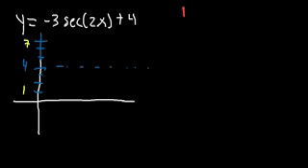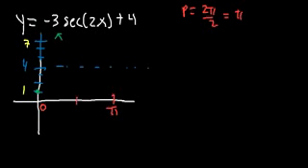And the period is 2 pi over b, which is 2 pi over 2, which is pi. So let's say pi is over here, and this is 0. Now, there's no phase shift, so it starts at 0. And since secant is 1 over cosine, we have a negative in front. Cosine starts at the bottom. Positive cosine starts at the top, and negative cosine starts at the bottom. But we need to break into 4 intervals. So this is going to be pi over 2, and half of pi over 2 is pi over 4. Multiply that by 3, you get 3 pi over 4.